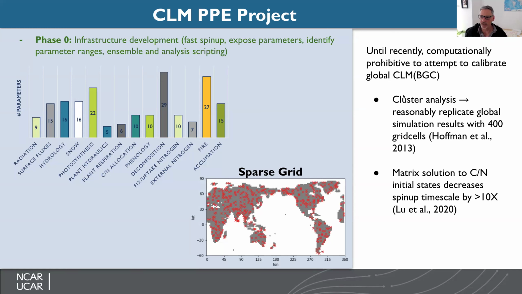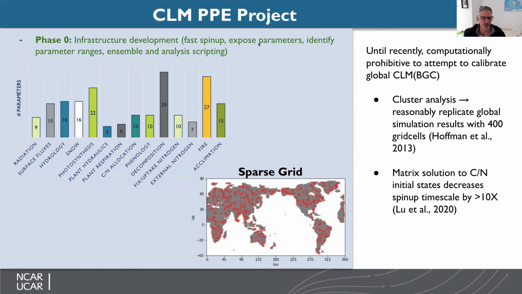So we did two things. We did first a cluster analysis, and we were able to find that with about 400 grid cells globally, we could reasonably replicate the global simulation. So that really allows us to cut the costs on the model and have a fast model for relatively cheap. The second thing we did was a matrix solution to the carbon nitrogen states that decreases the spin-up timescales more than 10x. And these two things together allowed us to run fast enough that we could now run 500,000, 2,000 member ensembles for long periods of time, full historical simulations.